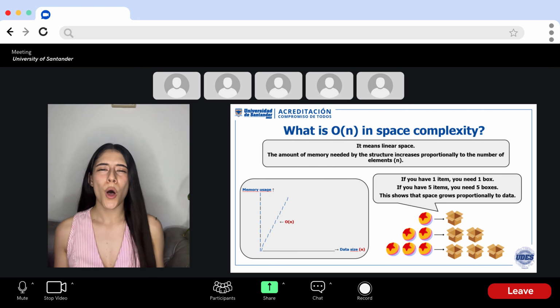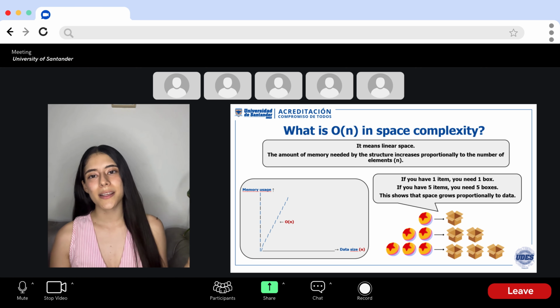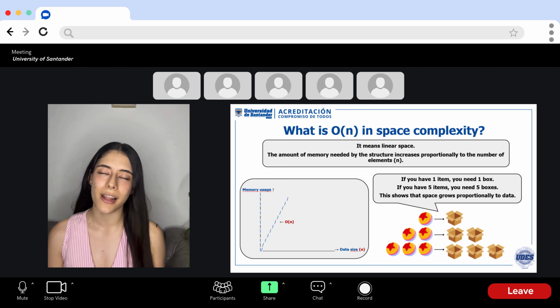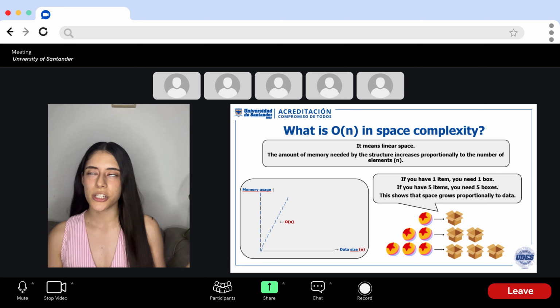And what is O(n) notation in space complexity? It means linear space. The amount of memory needed increases proportionally to the number of elements. For example, a linked list with n nodes occupies space proportional to n.